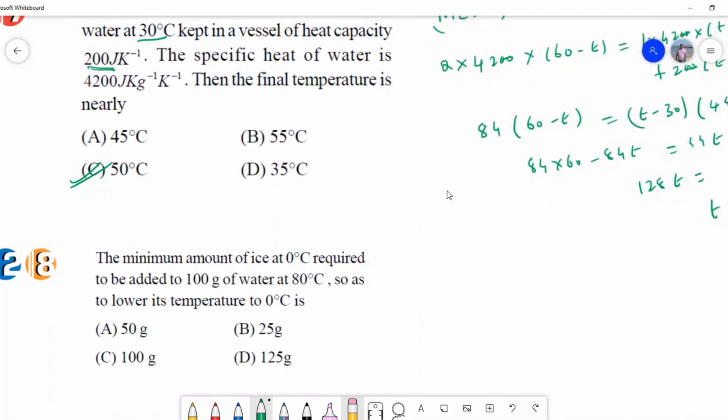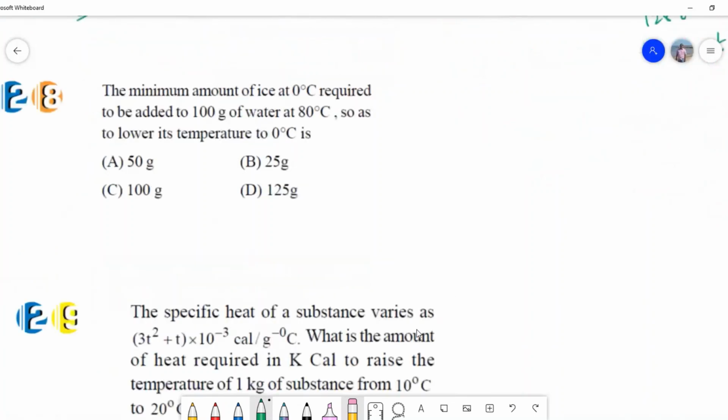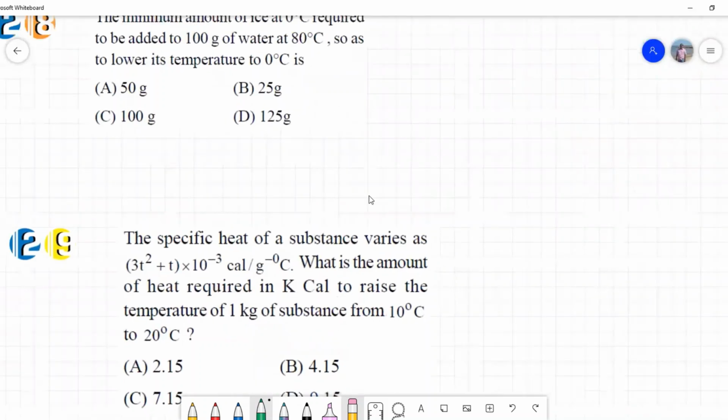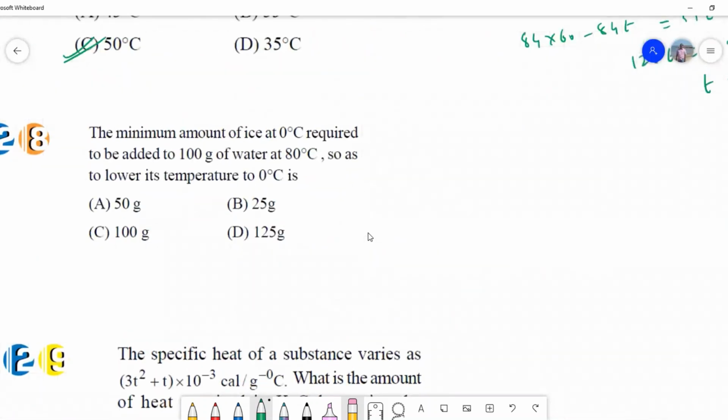Now, let's move on to problem number 28. The minimum amount of ice at 0 degrees centigrade required to add to 100 grams of water at 80 degrees, so as to lower the temperature to 0. So simple, heat lost by water is equal to heat gained by ice. Simply equate mL of ice is equal to mc delta T of water.